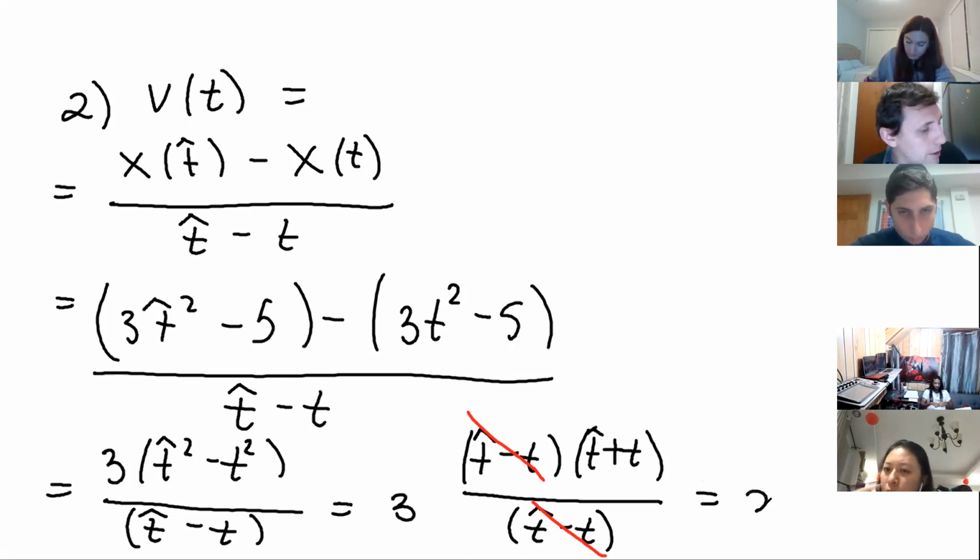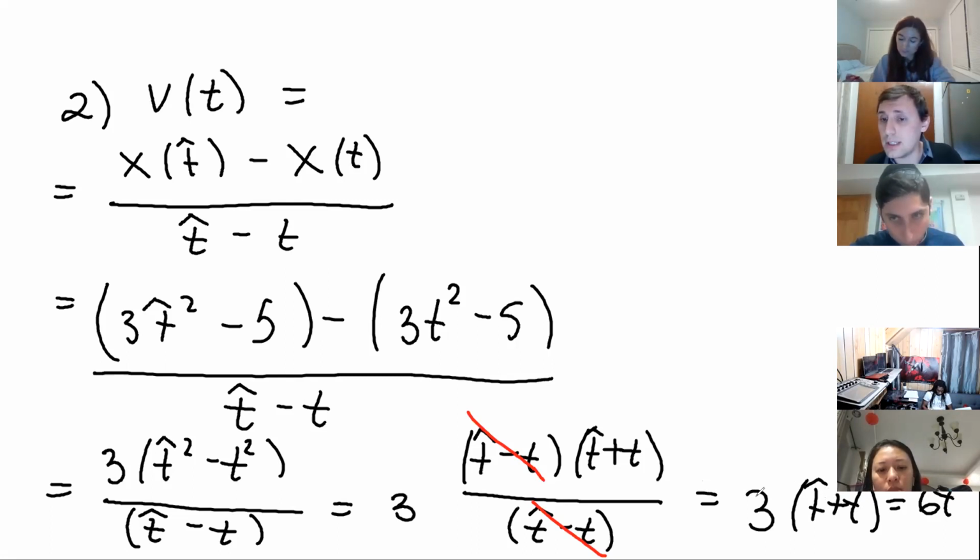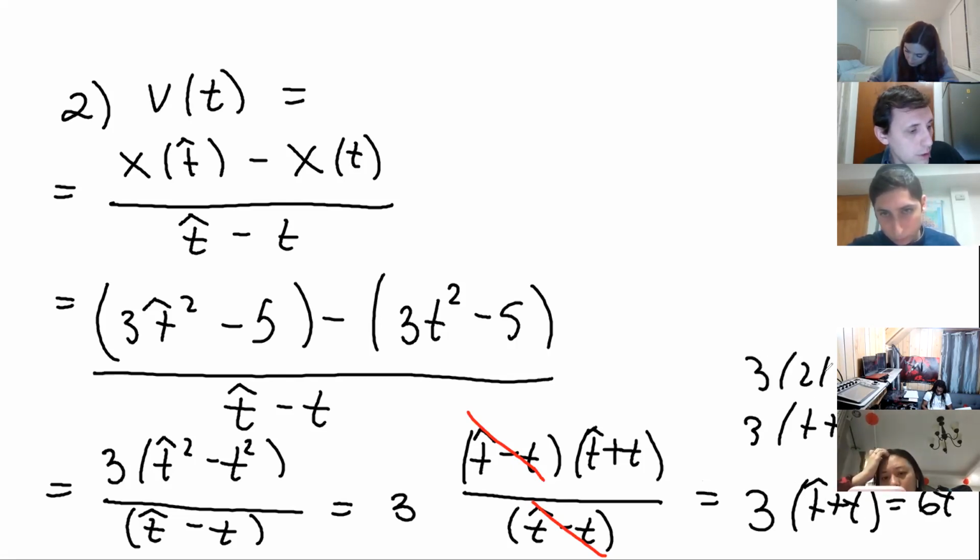And what do we get? We get 3 times t hat plus t, which, you understand, now I can say this is the same thing as 6t. Do you agree? You understand how I now converted the t hat to t again, right? I'm saying it's now the same as 3 times t plus t. So that's the same as 3 times 2t, in case you're confused. And that gives me 6t. You understand how I do that, yes?